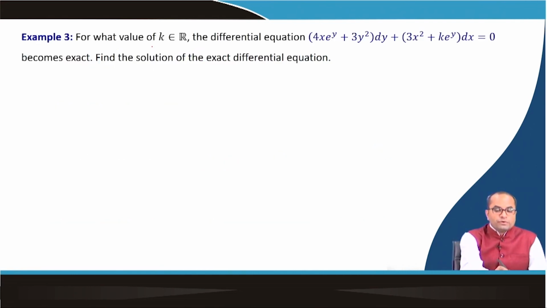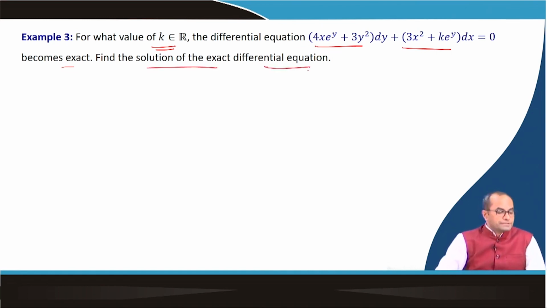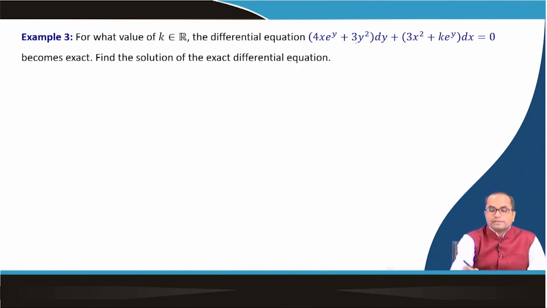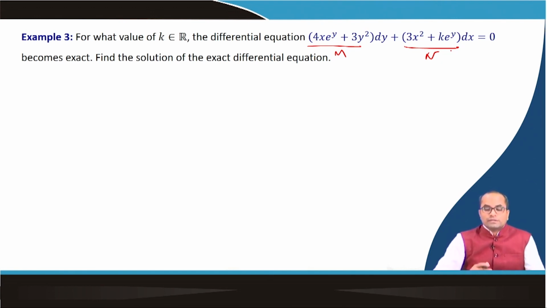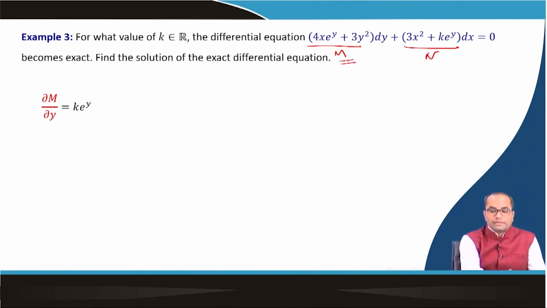For what value of k does the differential equation, this is the given differential equation, become exact, and then find the solution of the exact differential equation. So, again here we have M and we have also N, and we know the necessary condition for the exactness. So, for that we will compute del M over del y. So, M is here and this is N. So, M dx plus N dy. So, M is 3x square plus k e power y, and here we need del M over del y, which will be just k e power y, because this will be 0.